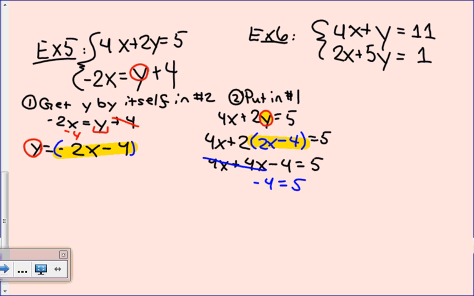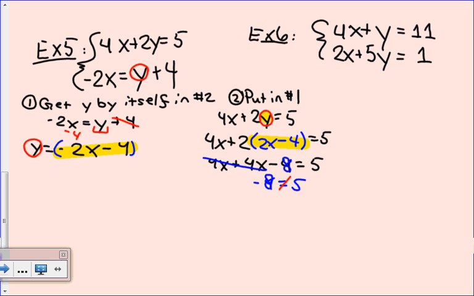-4 equals 5? No. Oh, sorry. -8 equals 5? No. Yeah, that one was really good. I'll give you that. Okay, that does not equal. Make sure you put a slash through it. But what does that mean for us? There's no solution. Show me what your hands of those lines should look like.